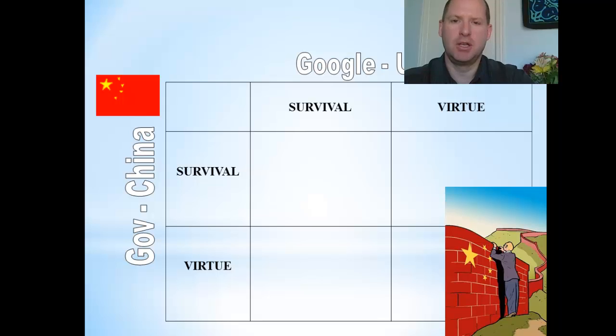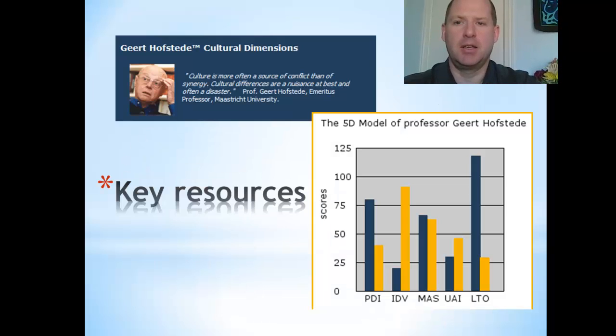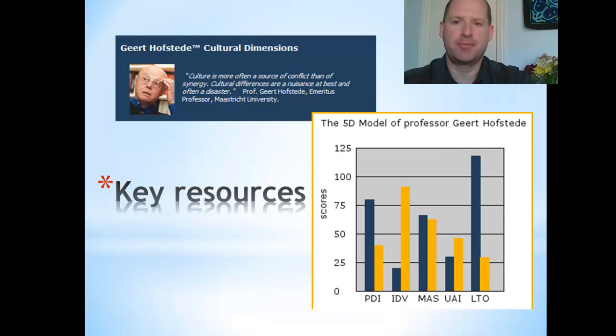Here's Google, U.S. culture, and the government of China. And you have to make observations. Where do you think they are based on that model? Are they survival or virtuous? And then you need to go find Geert Hofstede's information. And Geert Hofstede does charts. You can do a chart on their website.